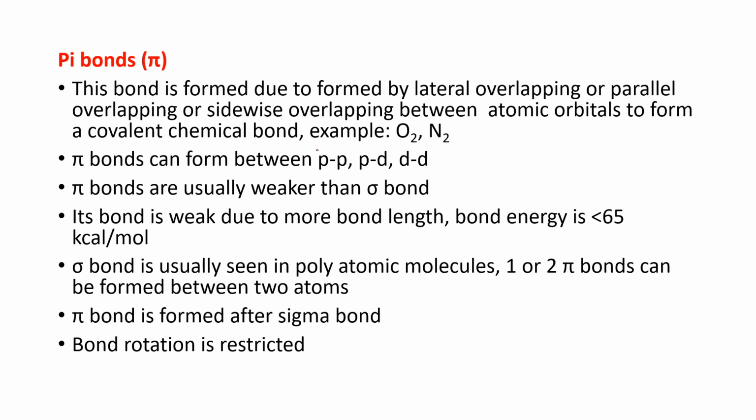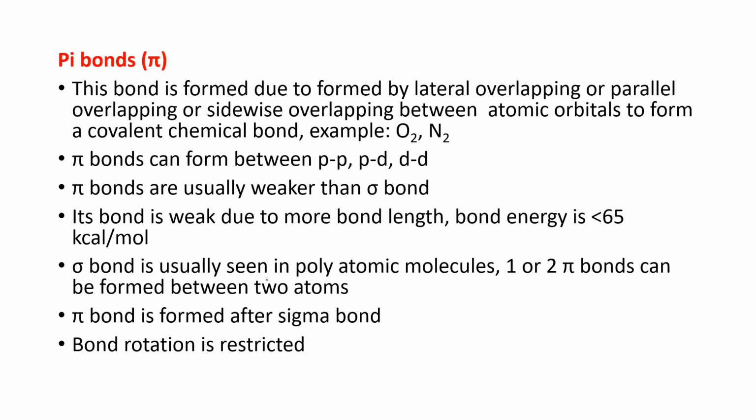Next, the bond can form between p and p, p and d, d and d. So this is a pi bond. The pi bonds are usually weaker than the sigma bond. Why? Because these pi bonds are sidewise overlapping. So when there is sidewise overlapping, much strength will not be there. So its bond is weak due to the greater length. If the bond length is more, it will be less stable, less strong. And its energy is less than 65 kilocalories per mole.